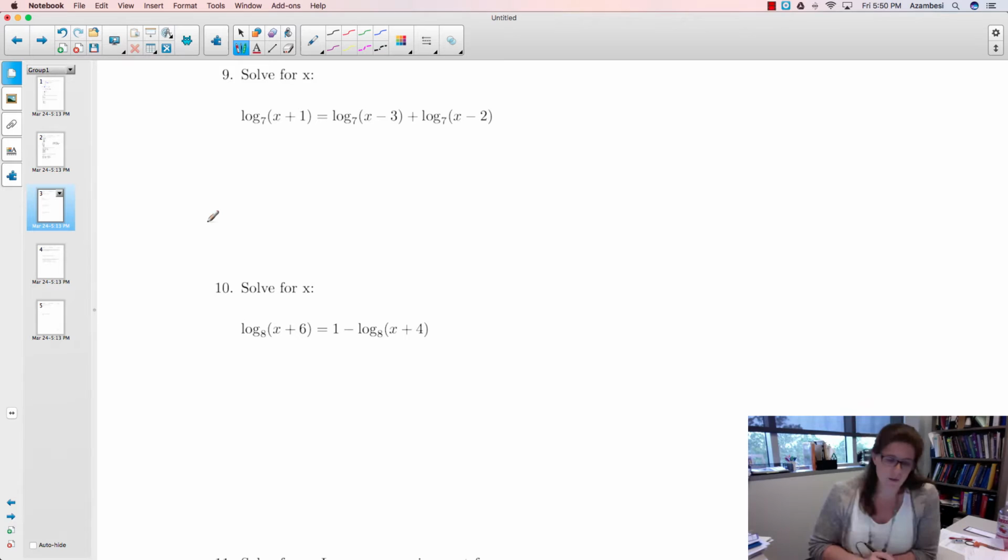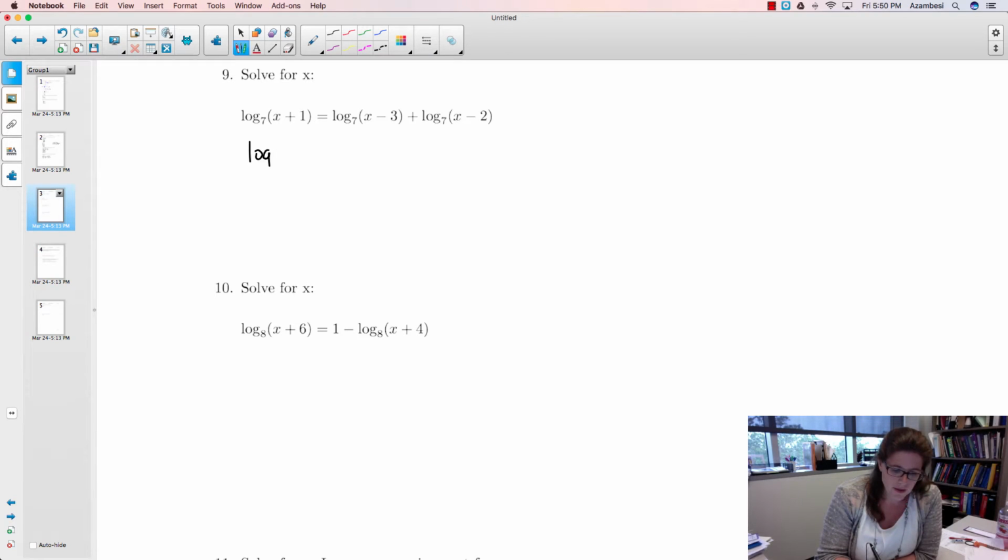So looking at this one, log base 7 of x plus 1 equal to log base 7 of x minus 3 plus log base 7 of x minus 2. I have log base 7 of everything, so I can make the same base on both sides. But I can't just drop the log, I have to consolidate it on the right-hand side first.